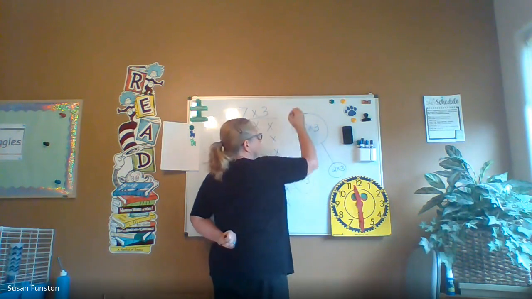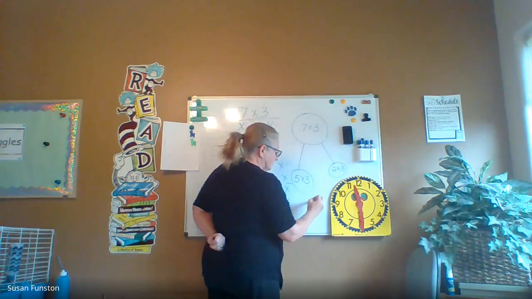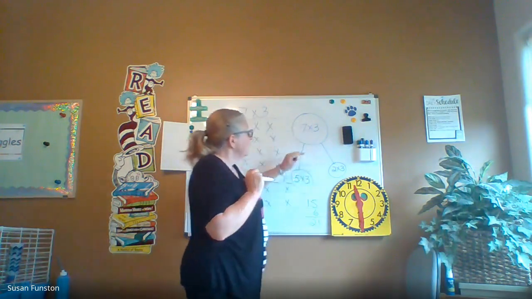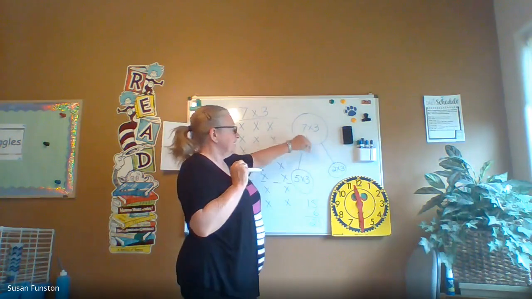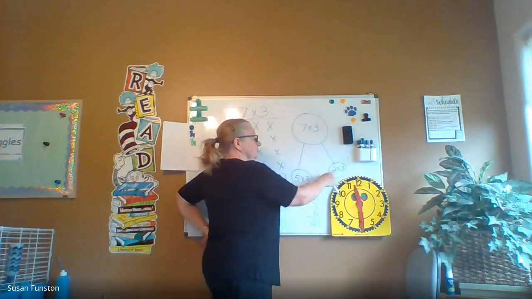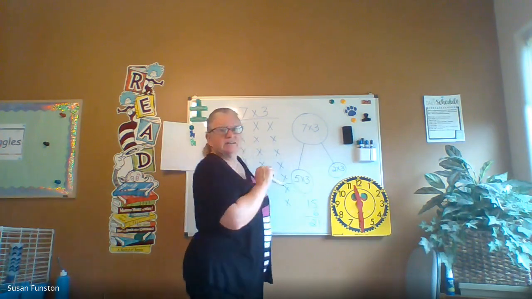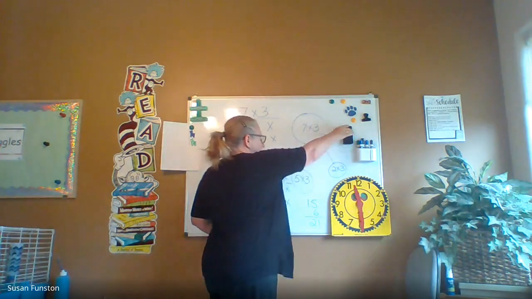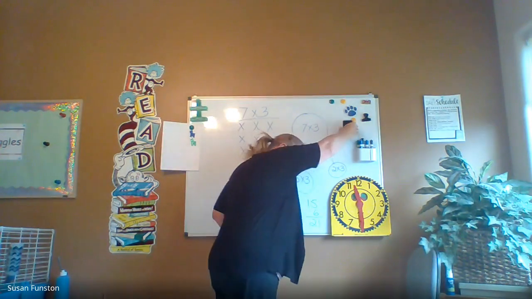5 times 3 is 15, 2 times 3 is 6. If I add those together, I do in fact get 21. Okay, so here I have 7 threes, and here I need 7 threes. Did I have 7 threes? 5 threes here, 2 threes here, 5 and 2 is 7. So I'm just dividing my array to make smaller, easier numbers for me to work with.